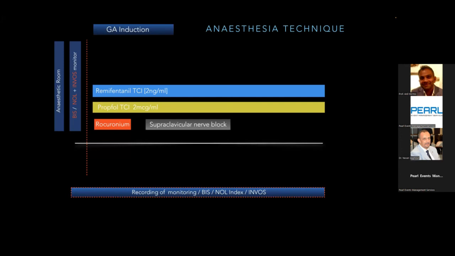So for this particular patient, again, I induced him with BIS, null, and I've put INVOS there. So INVOS is cerebral oximetry monitoring by near-infrared spectroscopy. He had a TIVA induction, he had a rocuronium bolus, and then he had a supraclavicular nerve block placed. And during the case, I was monitoring his bispectral index, his null index, and his INVOS.